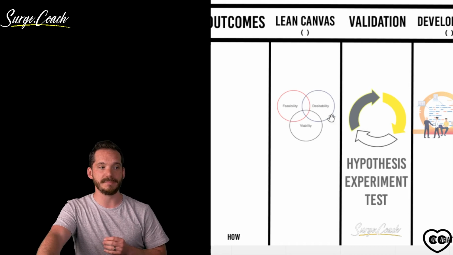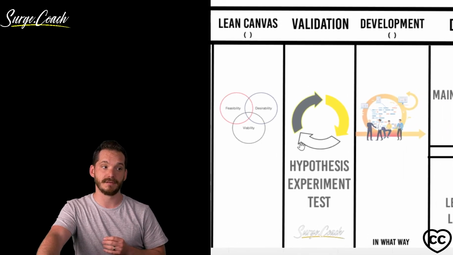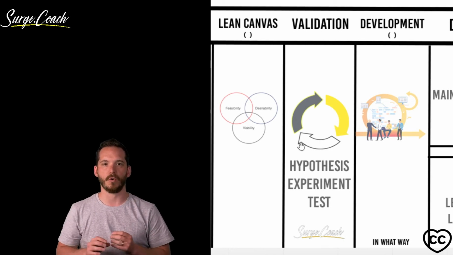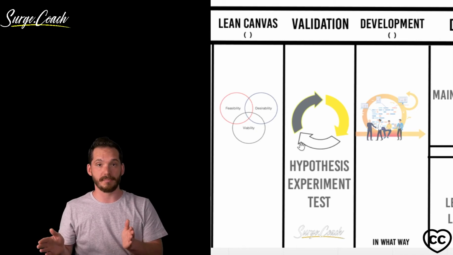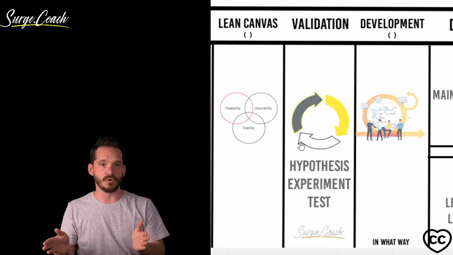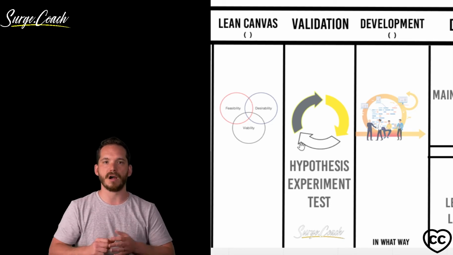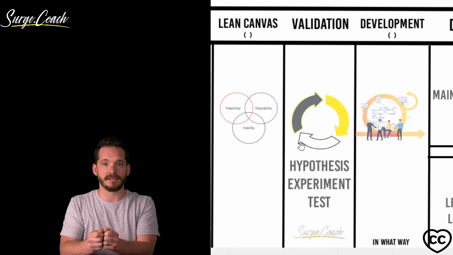If it is feasible, desirable, and viable, then you're going to move into the validation phase. This is a hypothesis experiment testing phase, or the latter end of design thinking, or you could use lean startup. It doesn't matter what tools you use. The idea here is to go, yep, it's feasible, desirable, and viable. I'm going to go create a little test case, a little pilot.